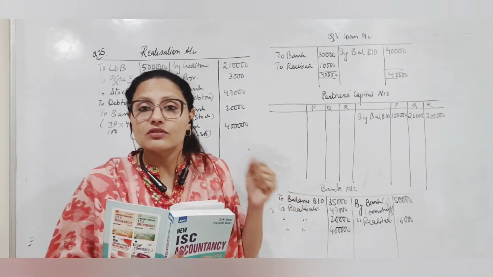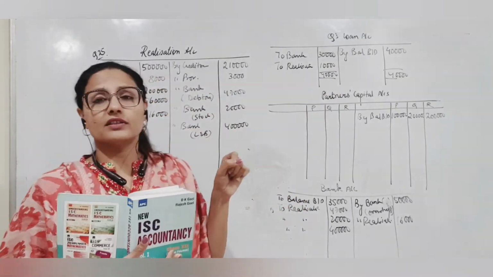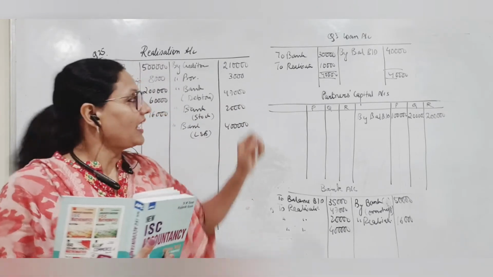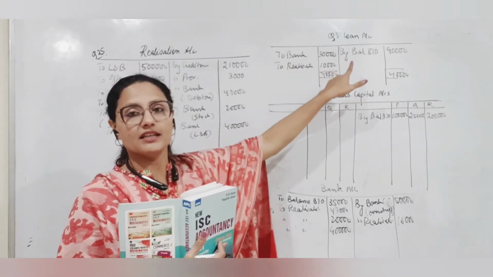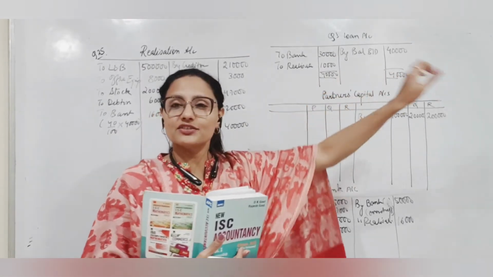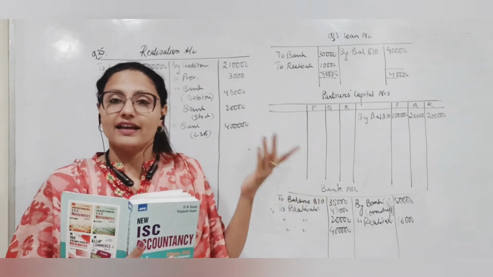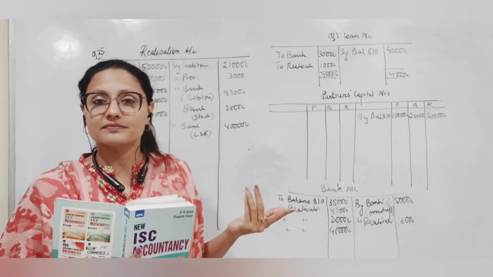There could have been a loss also. It could have been said that Q's loan is settled at 50,000. So I paid 10,000 extra. I would have done to bank 50 and to realization 10. To realization why? We will debit realization. All losses and expenses are debited to realization.